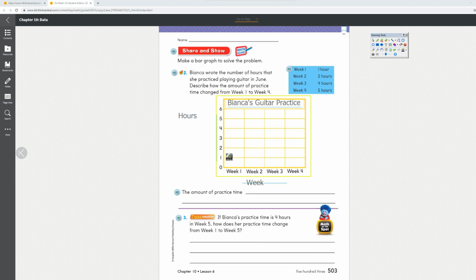For week 1, she has 1 hour. For week 2, she has 2 hours. For week 3, she has 4 hours. And for week 4, she has 5 hours.